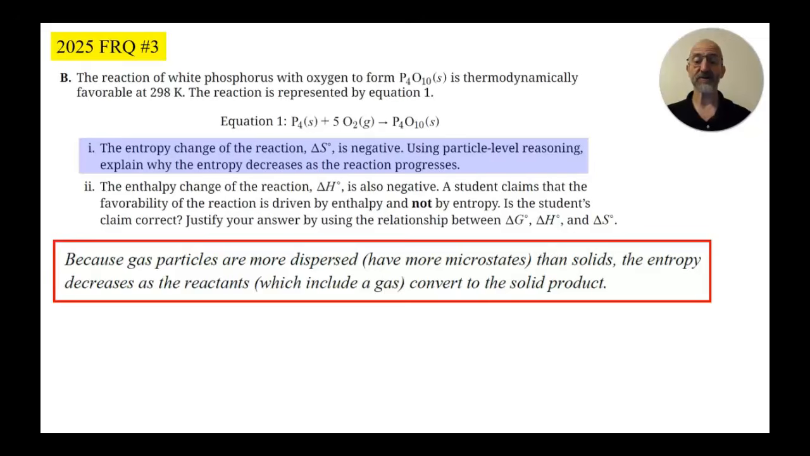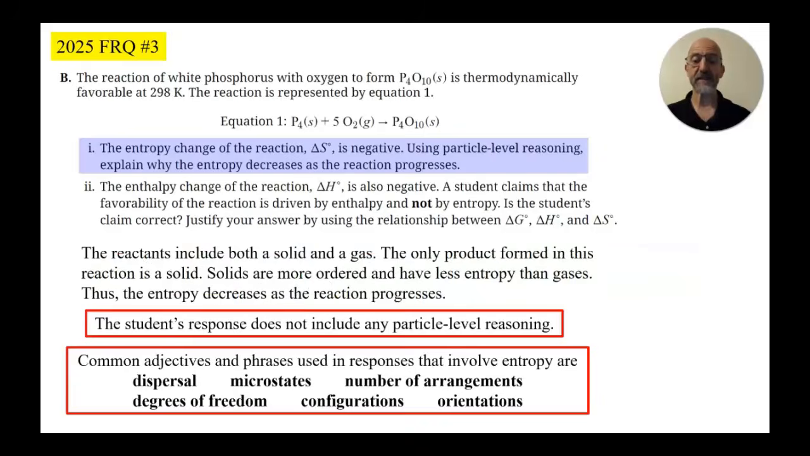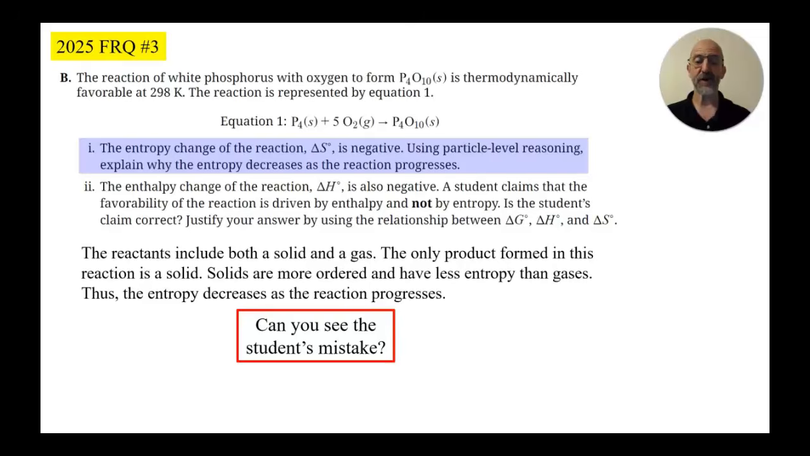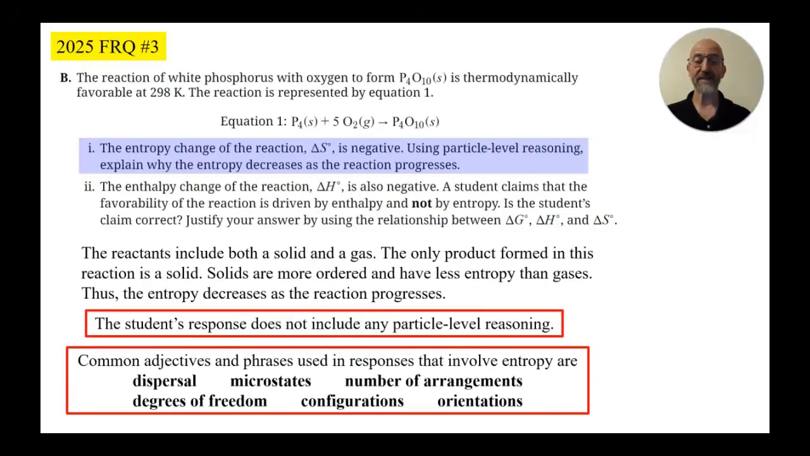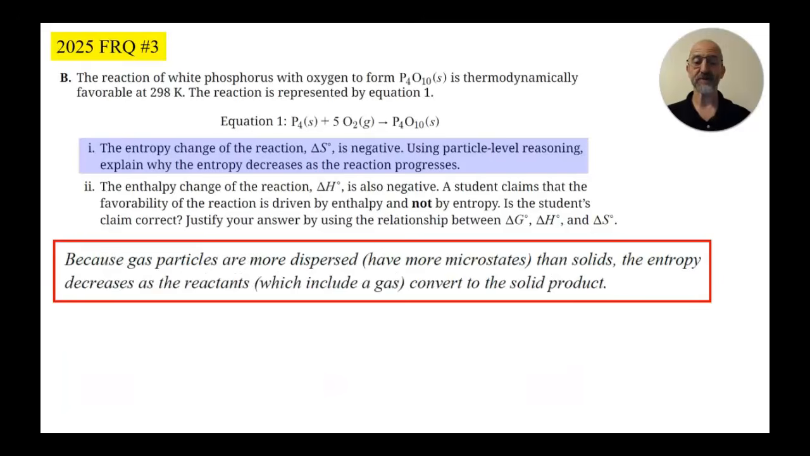Because gas particles are more dispersed, have more microstates than solids, the entropy decreases as the reactants, which include a gas, convert to the solid product. Again, particles was not something that was included in the student's answer to that question. They only talked about the solid and the gas and compared the entropy. So particle level reasoning, dispersal, microstates, number of arrangements, degrees of freedom, configurations, orientations of the particles.